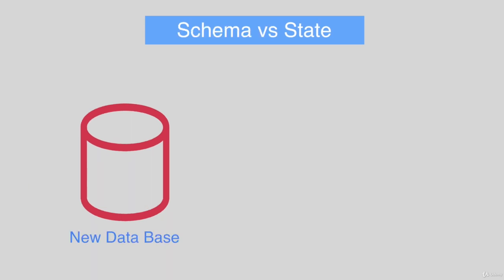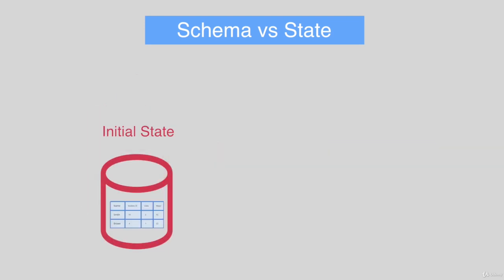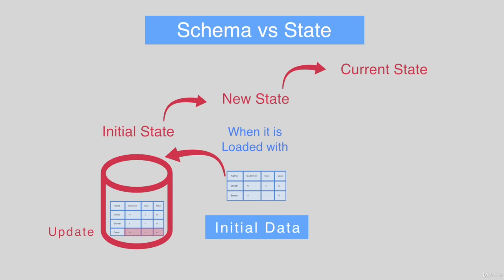When we define a new database, we only specify its database schema. At this stage, the corresponding database state is an empty state with no data. We get the initial state of the database when it is first populated or loaded with the initial data. From then on, every time an update operation is performed, a new database state is created. At any point in time, the database has a current state.